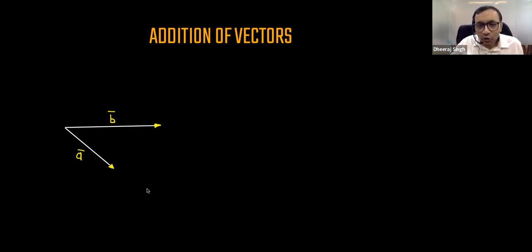Anyways, these are the two vectors A and B. Try to add these two vectors and let me know once you're done. I want to find out A plus B, what it is.